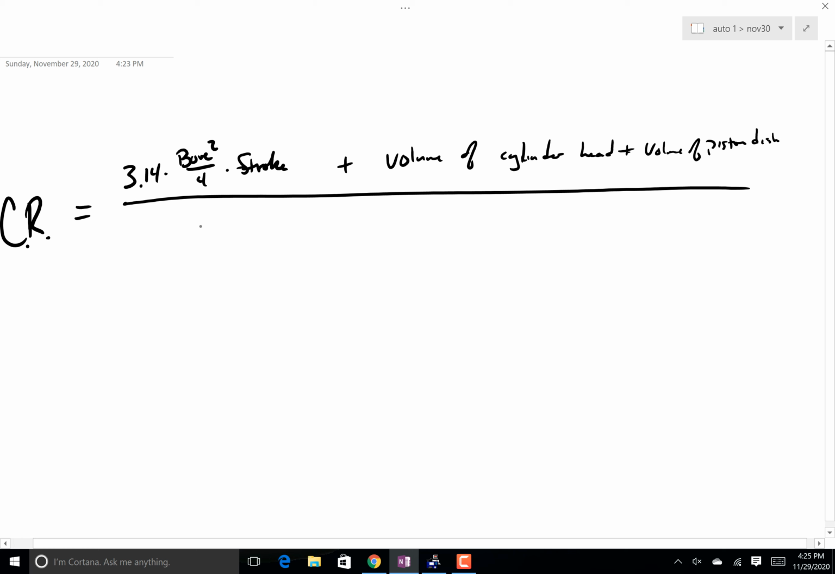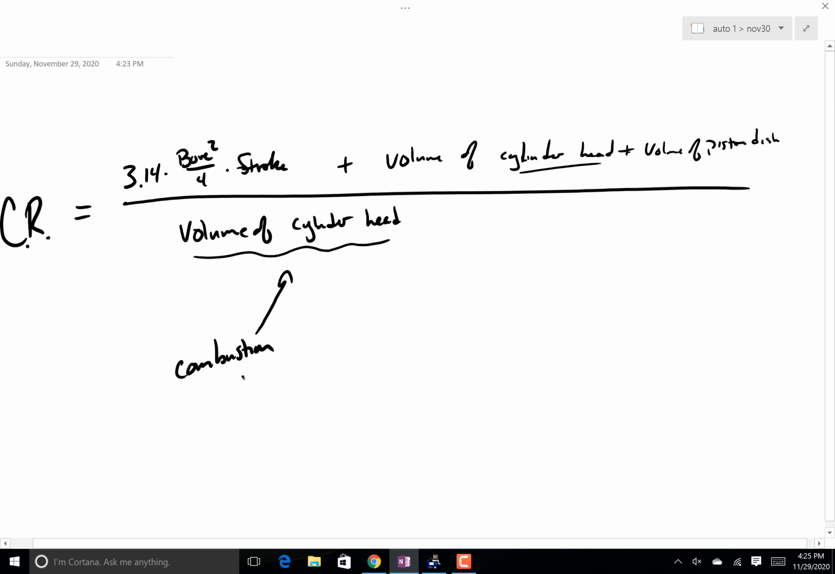Now, what do I mean by that? So then on the bottom, what are you going to divide by? You're going to divide by the volume of cylinder head. And that, by the way, has a name. It's called the combustion chamber. Plus the volume of the piston dish. So the only thing that goes away is this part? That's right.